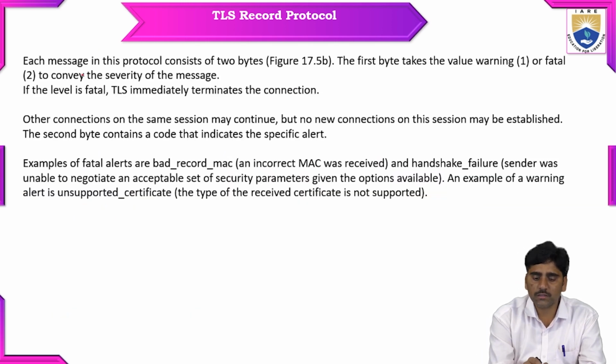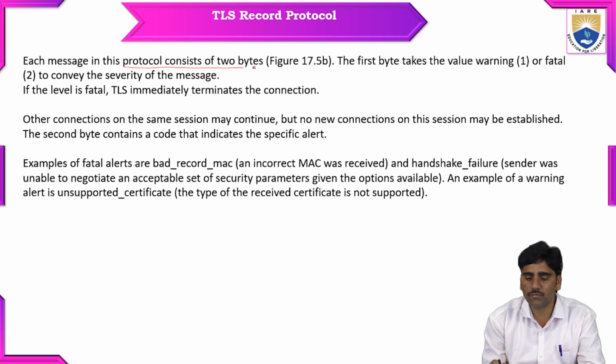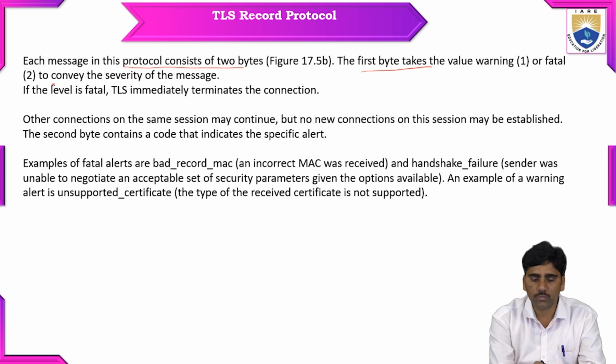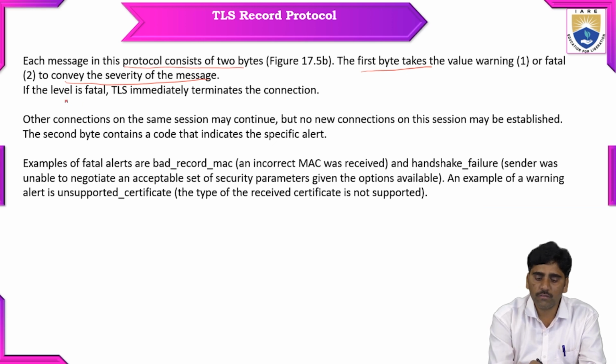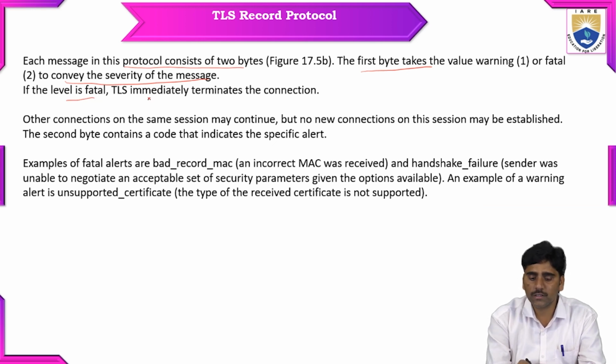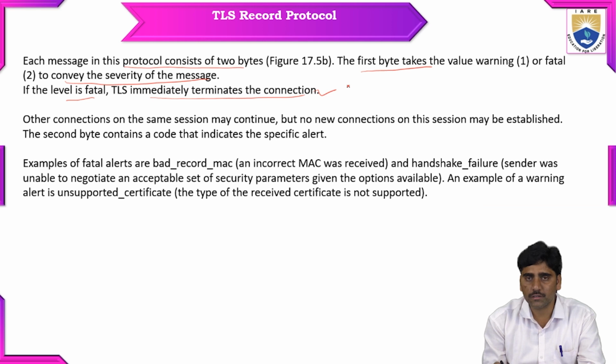So each message in this protocol consists of 2 bytes, as we showed in the previous slide. The first byte takes the value warning 1 or fatal 2, to convey the severity of the message. If the level is fatal, TLS immediately terminates the connection.